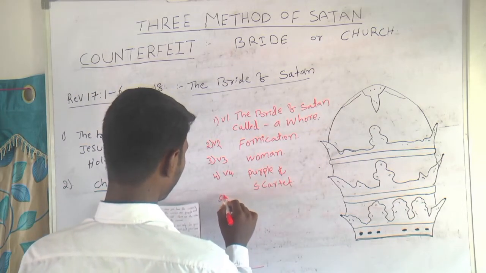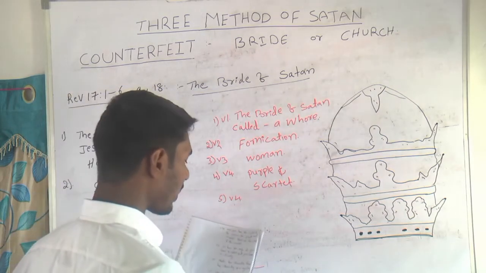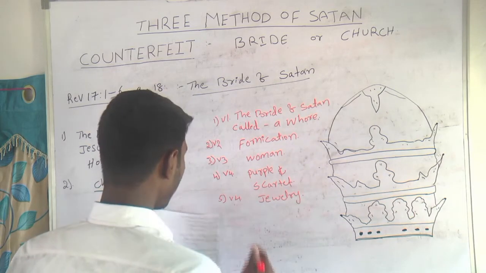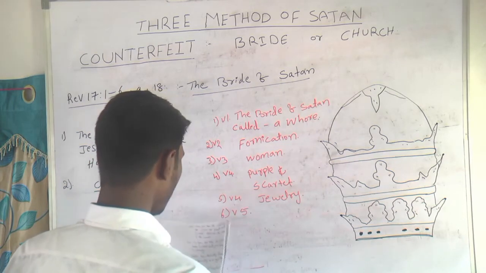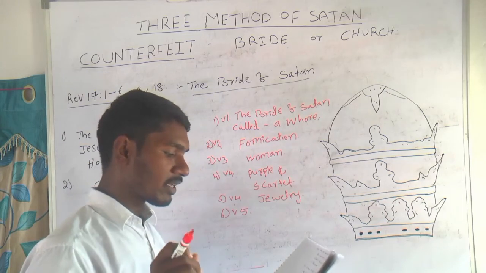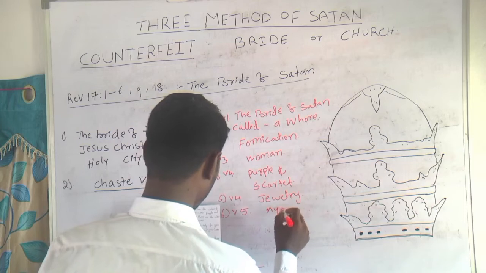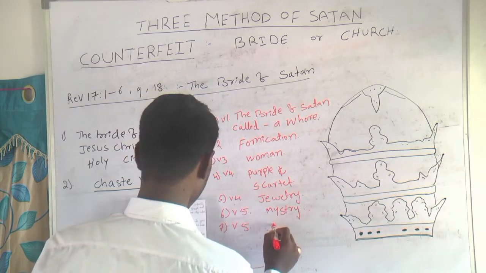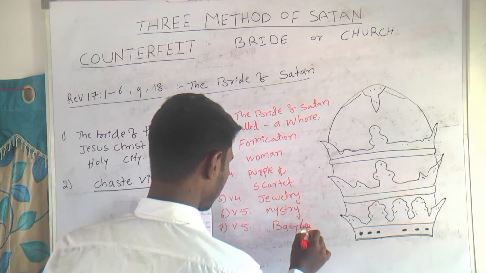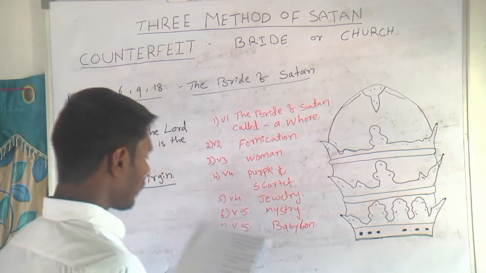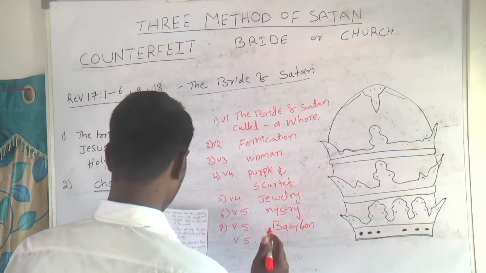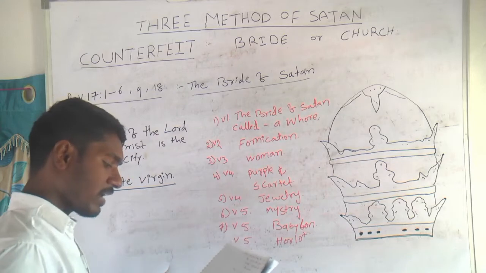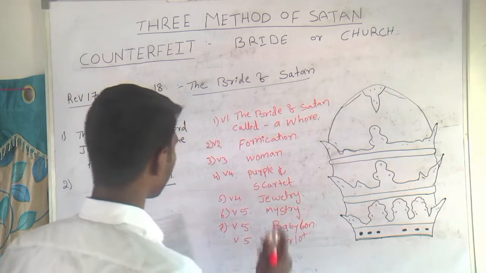Verse 4 says, here not only do you have colors, but you have jewelry. And verse 5 says that's her character, a mystery. And the seventh one, verse 5 says her name is Babylon. Again, verse 5 describes her as a harlot. And verses 9 and 18 say this woman is a city.